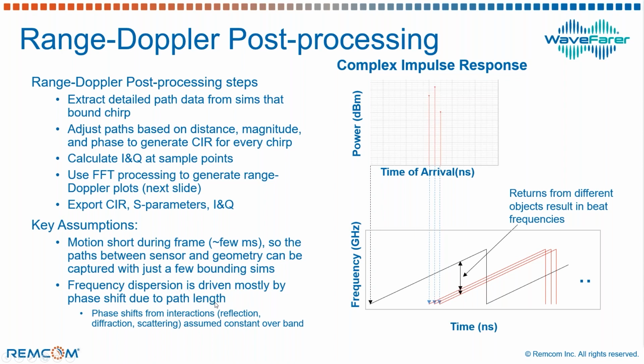And a second one is frequency dispersion. We make the assumption that this is driven primarily by the path length, and that we can adjust the paths according to their frequencies and their distance traveled. And doing this with tens of thousands of paths allows us to capture the phase shifts so that we can do our Doppler calculations.